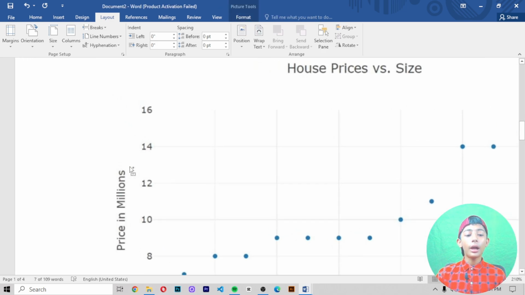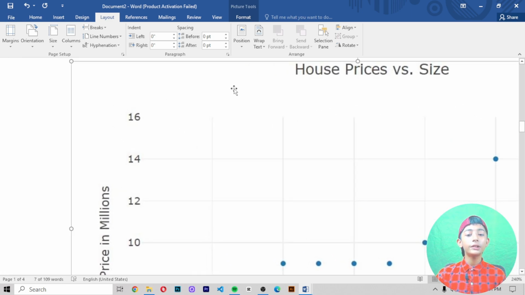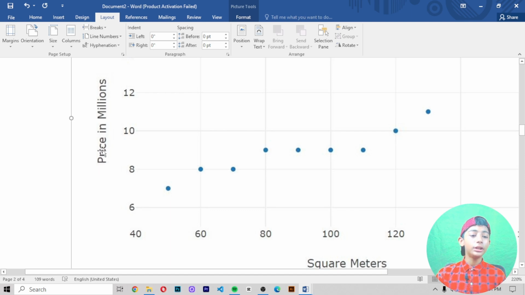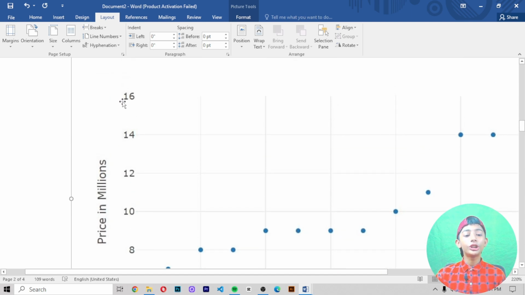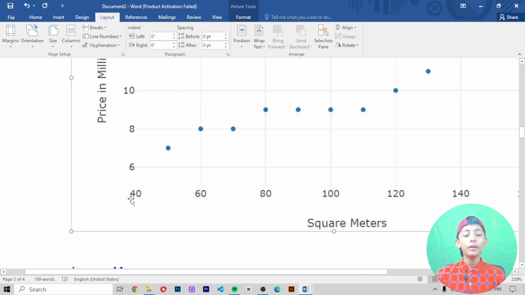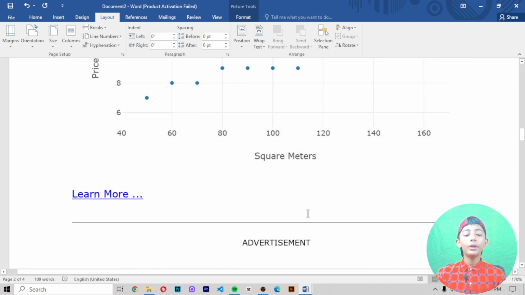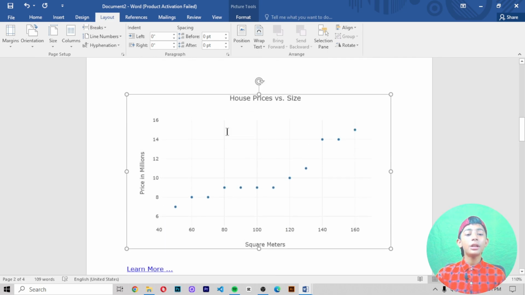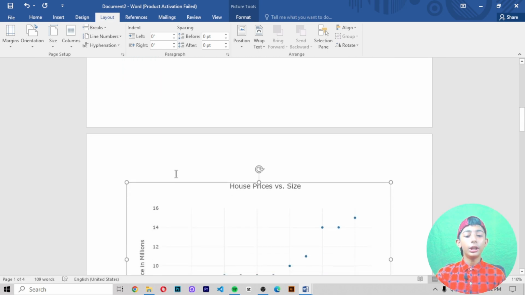In this example, in this chart there is house price versus size, and there is a price in millions, like 16, 14, 12, 10, 9, 6, and here there are numbers like 40, 60, 80, 100, 120, 140. This is square meters, and this graph has been made right here. You can see one chart here. This is an example of plotly.js.